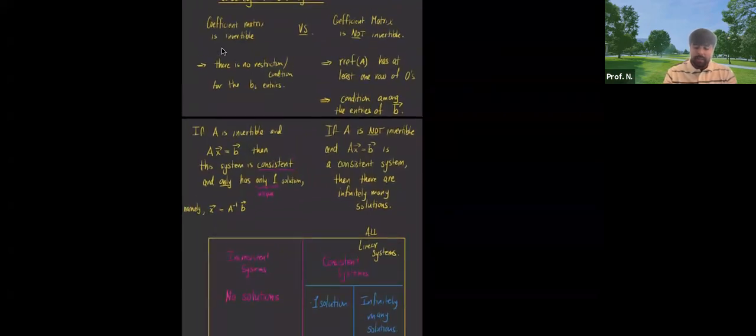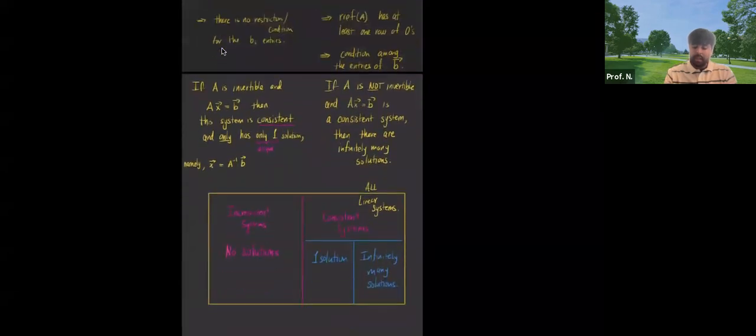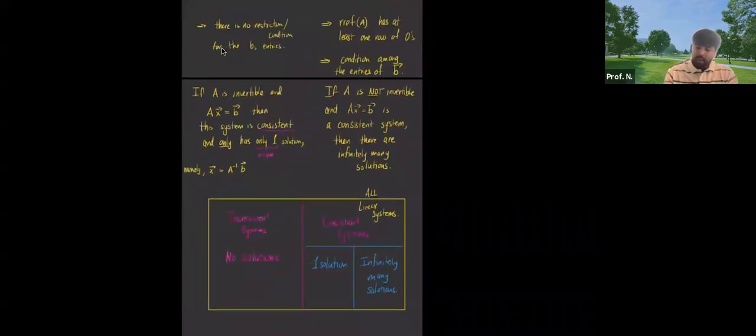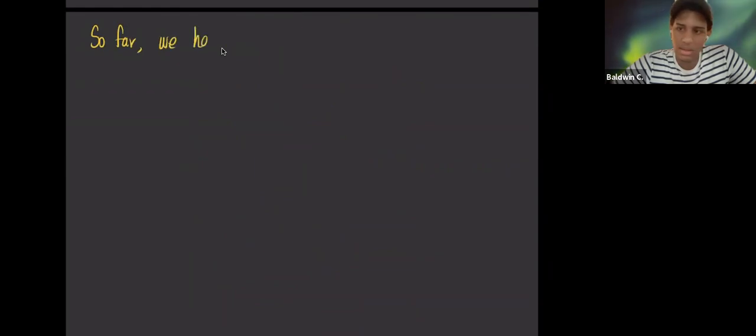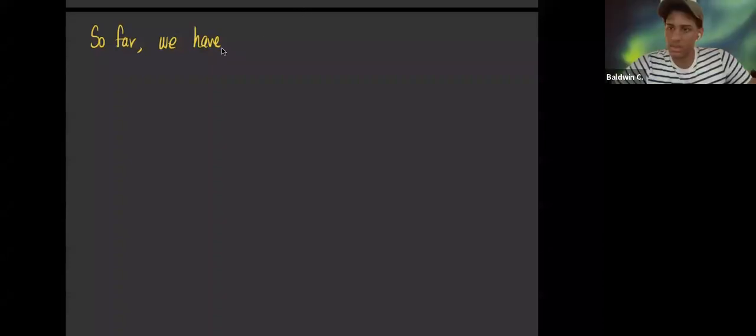So we discussed that last time. We talked about the inversion algorithm and the consistency of linear systems, and we'll continue on with the next kind. These systems are associated with matrices, so I want to discuss a bit more about the different kinds of matrices. So far, what do we have? We have linear and non-linear matrices.